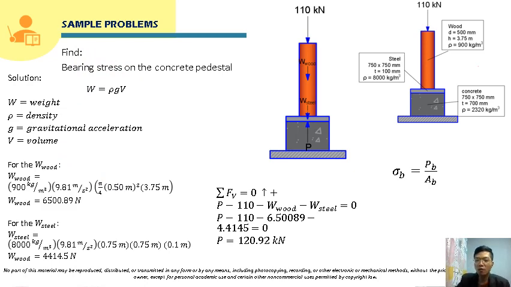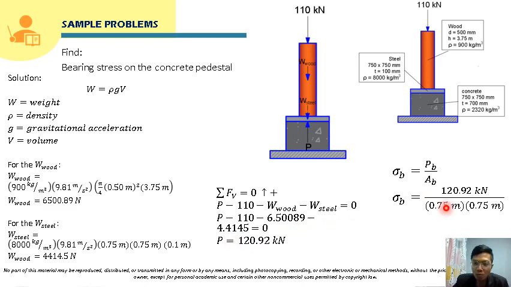So for the formula of bearing stress, that is equal to the compressive force or bearing force PB over the contact area AB. So the contact area here will be the contact between the steel plate or steel bearing plate and the concrete. So the contact area will be, since they are both 750 by 750 millimeter, the cross section. So that will be the contact area, 750 by 750.